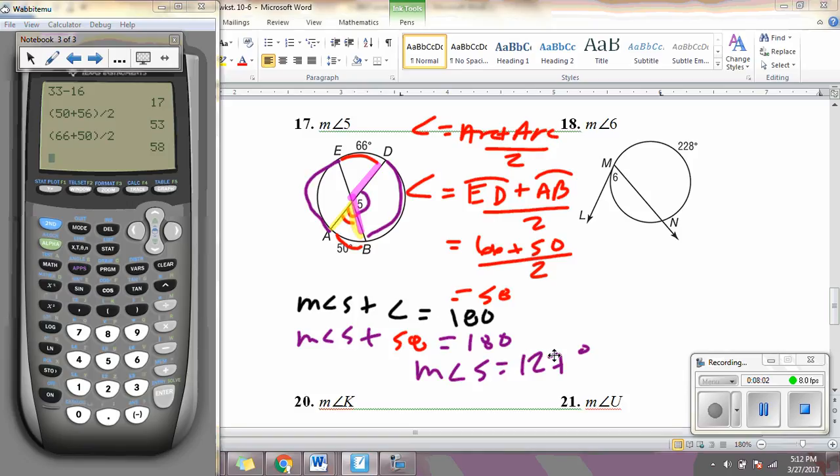Sorry, 122. 122. So angle 5 is 122 degrees.